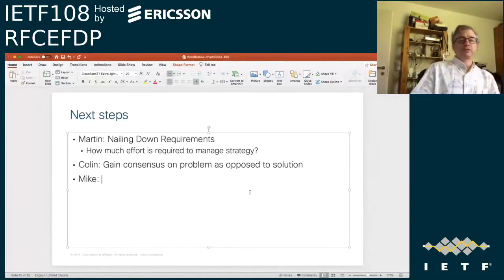Mike, just to follow up, help us out a little bit here. What do you see as next steps here? How would you get to the point where we think we can make some decisions about direction? What would be your preference?